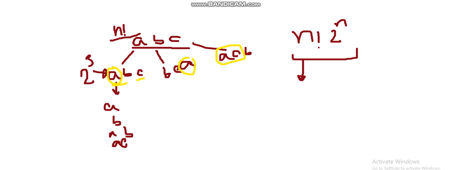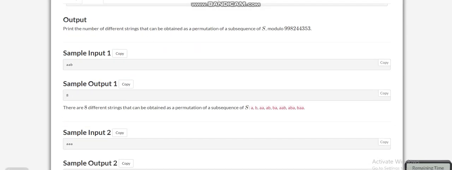So let us see the example given in the problem statement. The first one is AAB. From AAB we can get A, B, A, AB, and if we permute it, it will become ABA, and from ABA we can get BA, and you can permute it as BAA also. So the last string is BAA. There are a total of 8 different strings here.